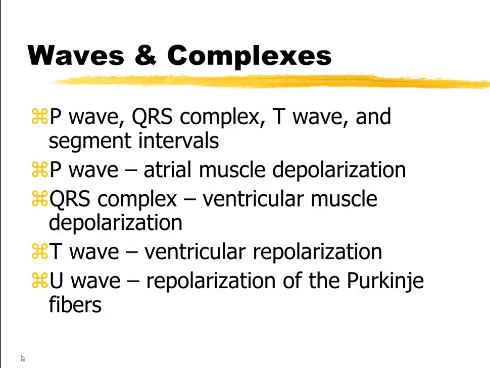Now, when we look at an ECG, we talk about waves and complexes and intervals. And anyway, we're going to take each of these pieces one by one and explain them so you understand what each of them are and what they represent. So the P wave, as I mentioned, is that atrial contraction. The QRS complex is the ventricles contracting. The T wave is when the ventricles repolarize.